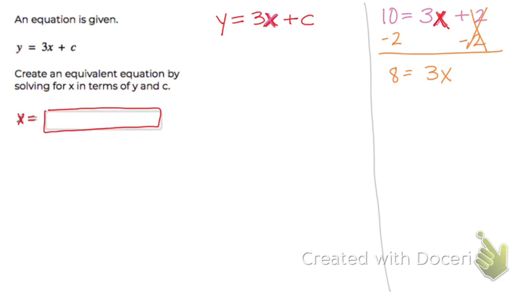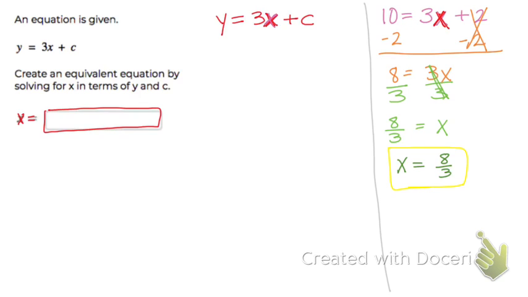Now I'm going to undo this multiplying by 3 by dividing by 3, because 3 divided by 3 is 1, so we just have 1x. Now, just to make it really clear, we can always switch the sides so that x is on the left. So let's review. First, we subtracted that 2 to undo that adding 2, and then we divided by 3 to undo that multiplying by 3.